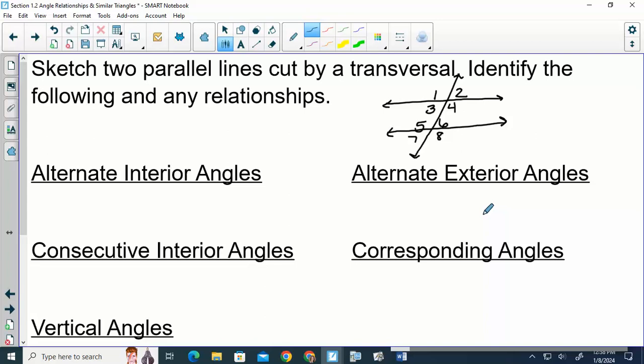Okay, if I talk about alternate interior angles. So what does alternate mean? Opposite. Interior just means inside the parallel lines. So inside my parallel lines would be here. Alternate means opposite sides. So it would be angle 3 and angle 6. Angle 4 and angle 5. So those are the alternate interiors. Angles 3 and 6. Angle 4 and angle 5.